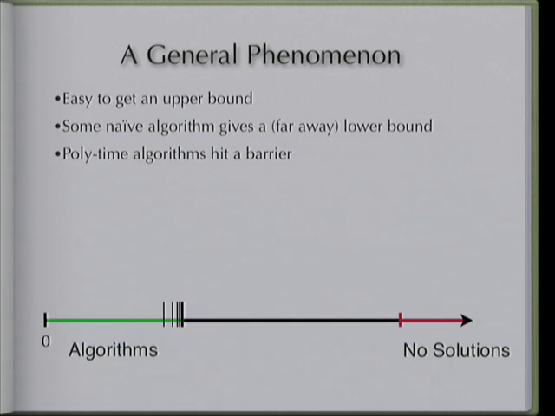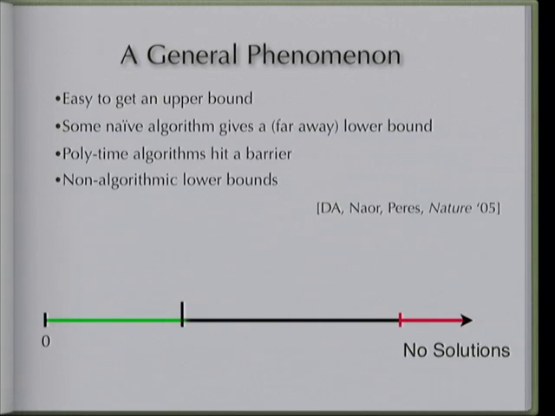So, and then it seems that for all these problems, we can get non-algorithmic lower bounds. So we can prove the existence of solutions for densities that essentially match the upper bound density. So at this point, we have a very good sense of when the problems stop being satisfiable.